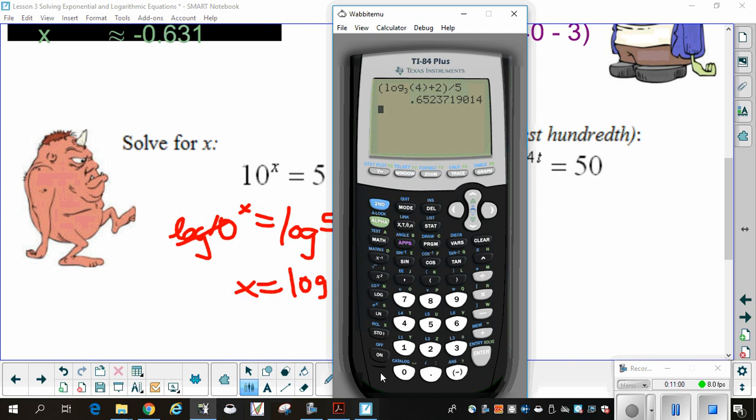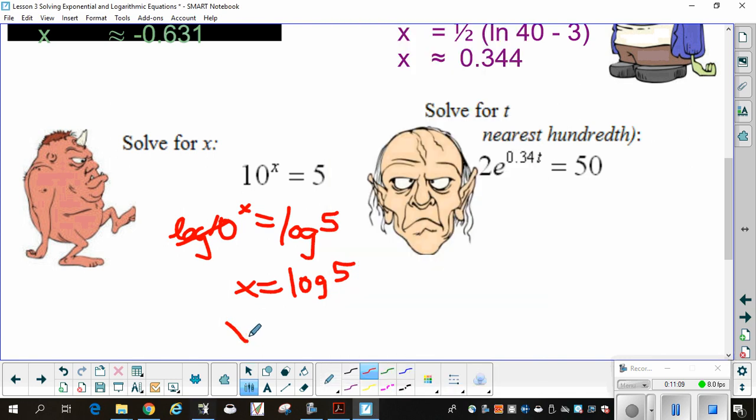And when I get my calculator up, I simply hit log 5, and I get 0.6989. So x is approximately equal to 0.699. Whenever you've got a decimal, whenever you've got 0 point something, it's a good idea to put 0 point so that somebody doesn't miss this decimal point when they're looking at your answer. Big difference between 699 and 0.699.